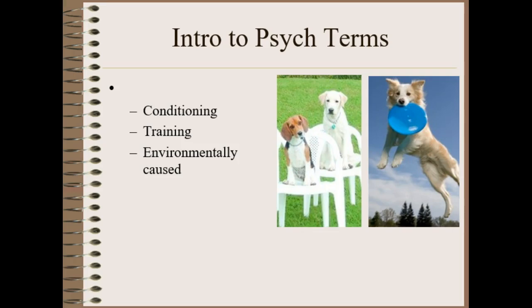Now, in psychology, when we talk about change in behavior over time, those changes in behavior, actions, thoughts, or feelings, can be due to one of two different causes. The first of these causes is something we call learning. Learning is the same as training or conditioning. Here we see some dogs who have learned to sit and a dog who has learned to catch. These are behaviors that have been shaped by the environment such that they have acquired a behavior that they did not have before.